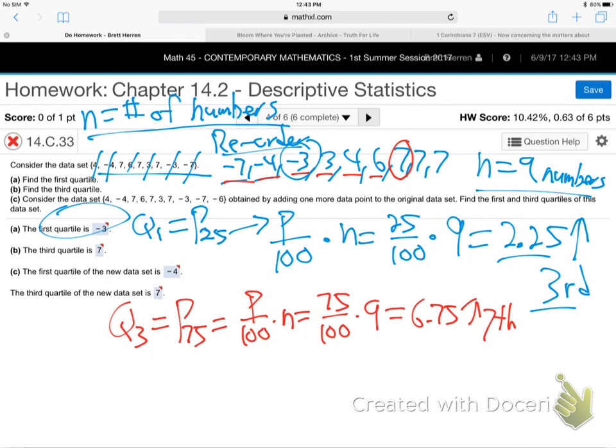Is that good? Make sense how we're doing that? Okay, want to try part C? So now they do a new, I think it'd be good to practice one more. So do part C. They changed the data set a little bit. Well, they added one more data point. They added one more to the original data set. Looks like they put a -6 at the back.